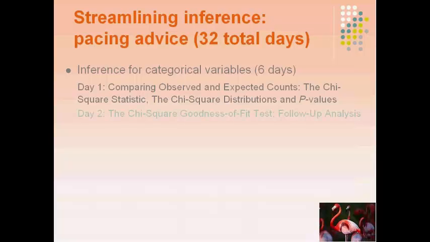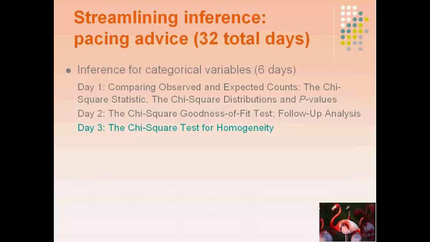Day 2 is where we actually go through the 4-step process on a chi-square goodness of fit test, and then if we find a significant result, we do a follow-up analysis to look at the individual contributions to the chi-square statistic. On Day 3, we go to the test for homogeneity, where we're comparing independent samples or groups. We're looking at the distribution of one categorical variable across several populations or several treatments in a randomized experiment. So the data have to come from independent random samples or independent groups in a randomized experiment.